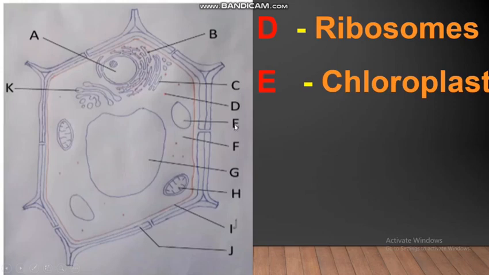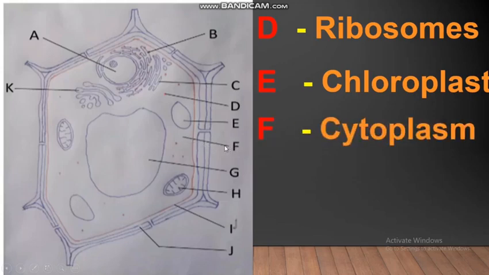Now we move on, we identify the structure labeled F. The structure labeled F right here is the cytoplasm. What is the function of the cytoplasm? The cytoplasm is where all metabolic reactions occur. So all metabolic reactions occur in the cytoplasm. This is where all chemical reactions take place, which are the metabolic reactions.